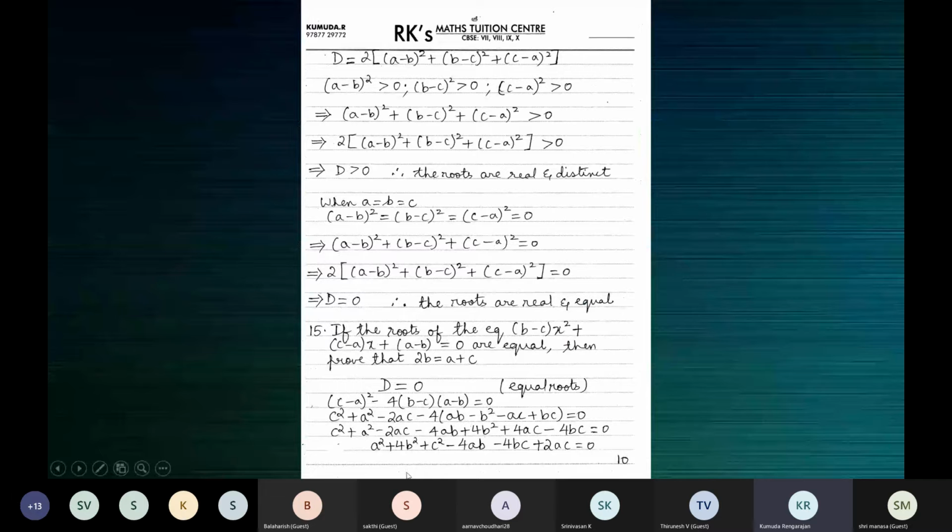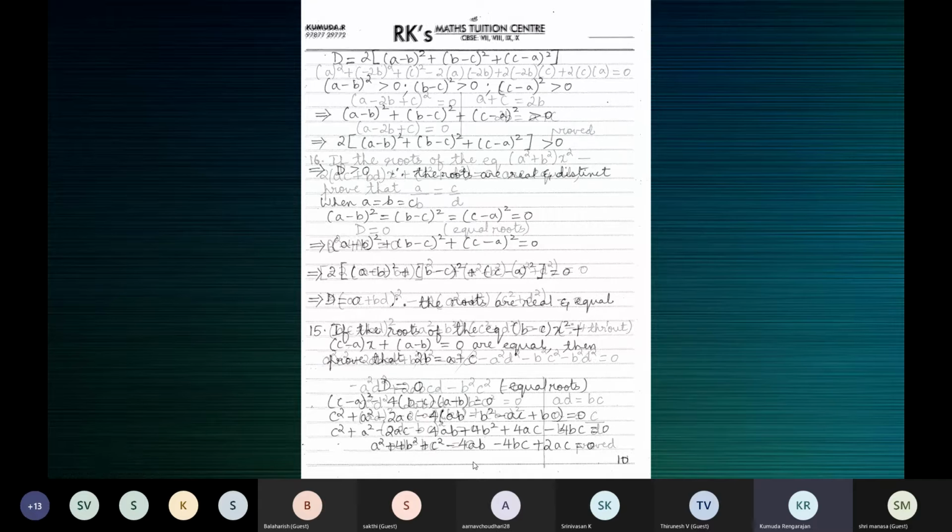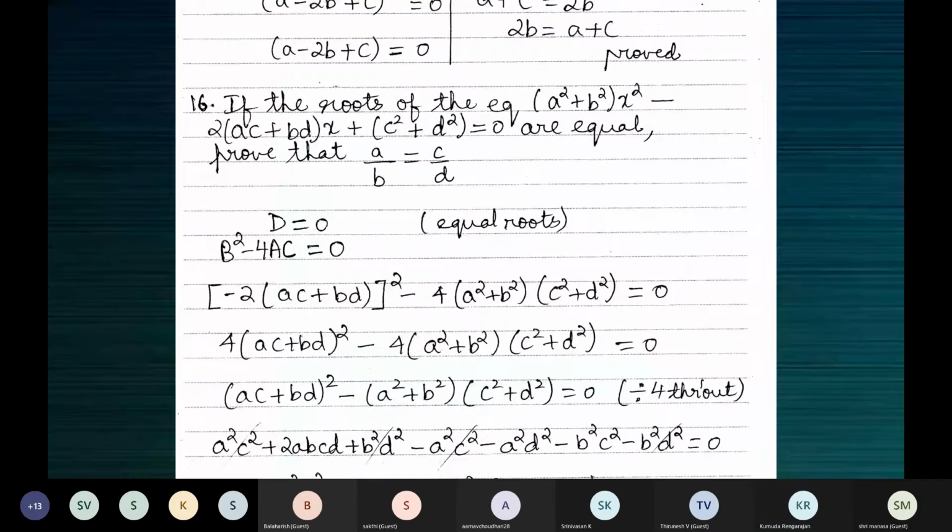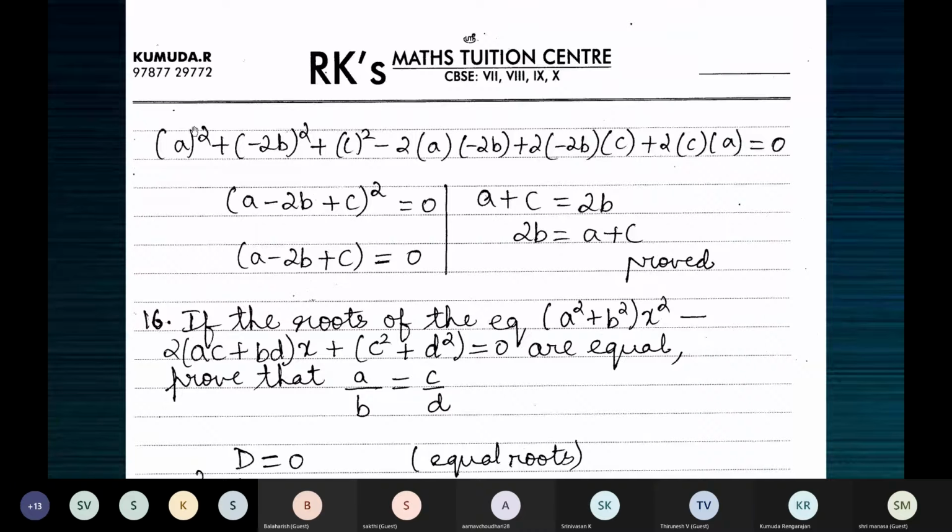So this is written as a the whole square plus minus 2b the whole square plus c the whole square. Then show the other terms, plus 2 into a into b, b into c, c into a. A square, a the whole square, b the whole square, c the whole square. I told you last class itself, by mistake I've written minus here. This is a plus here.